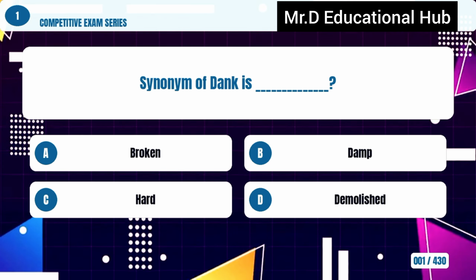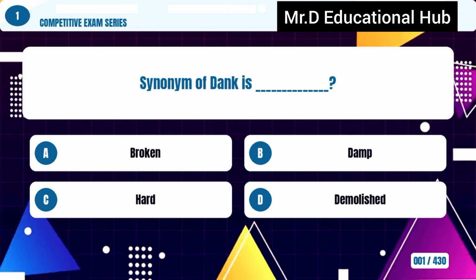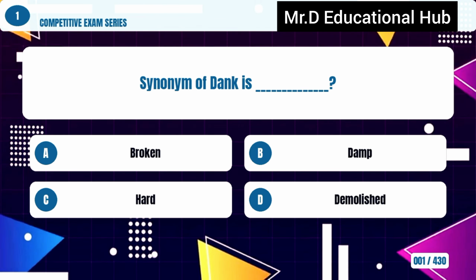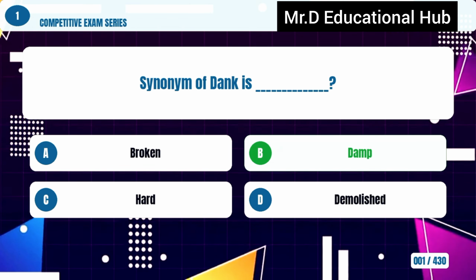Question: synonym of dank is blank. Option A, broken. Option B, damp. Option C, hard. Option D, demolished. Correct answer is option B.